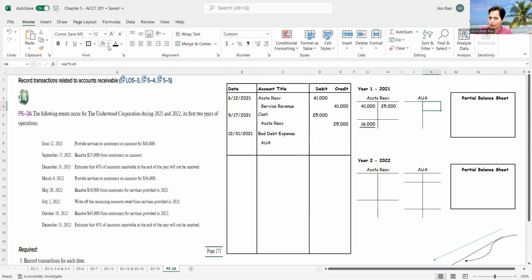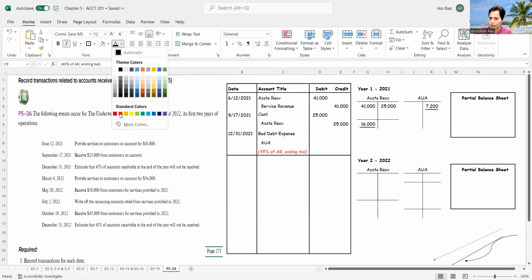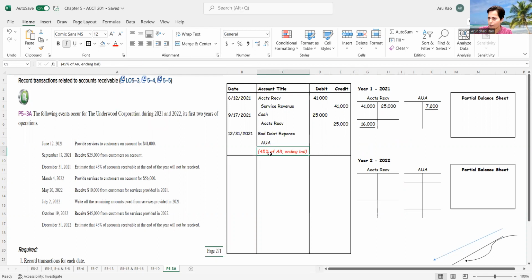The amount over here is 7,200. So what you would see over here is I did 16,000. I calculated this as 16,000 times 45% to arrive at the 7,200. So make a note of this over here. I'm going to put this in a different color so we see it. 45% of accounts receivable ending balance is not going to be collected. That's the 7,200. That's the number I bring in over here. And I debit bad debt expense 7,200.